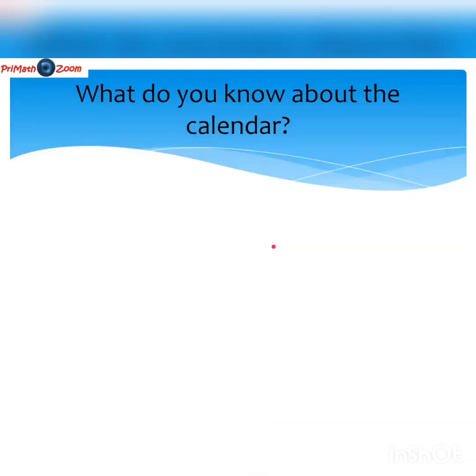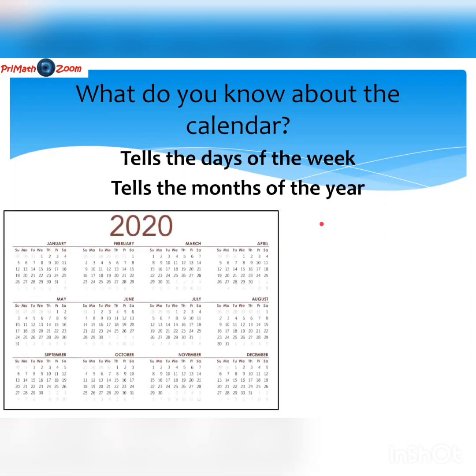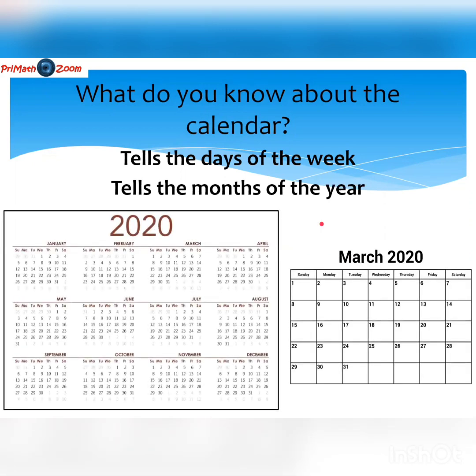What do you know about the calendar? Yes, it tells the days of the week. It tells the months of the year. It also shows you the weeks in a month, and it shows you leap years and so on. Now, here are some pictures of calendar and part of calendars.